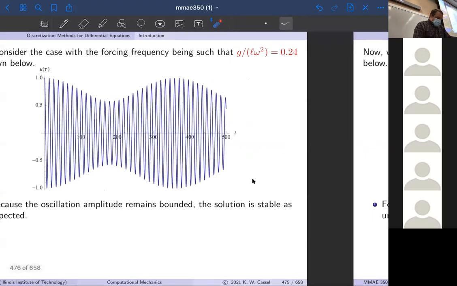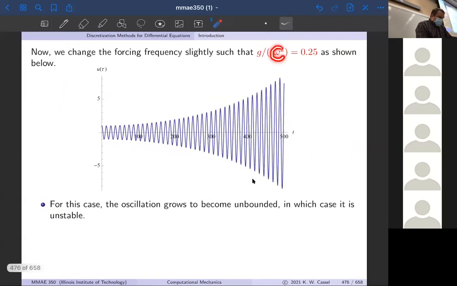So the only change I made was to choose a different frequency, such that now this is equal to a quarter. And now the behavior is completely different. It's now growing with time and it's going unbounded. So that is an unstable solution.